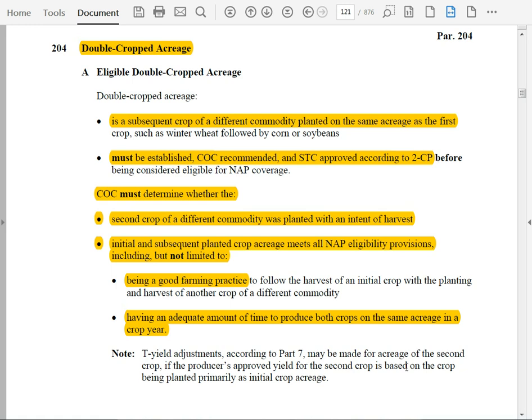In order for double cropping acreage to be eligible, county offices should refer to Handbook 2CP to establish approved double cropping scenarios for their county. The key requirements here are that the COC look at specific combinations of crops and determine that it is reasonable and practical for the combinations of the crops to be planted in the same season while allowing both crops to grow to maturity and be harvested. Only approved double cropping scenarios are eligible for NAP.